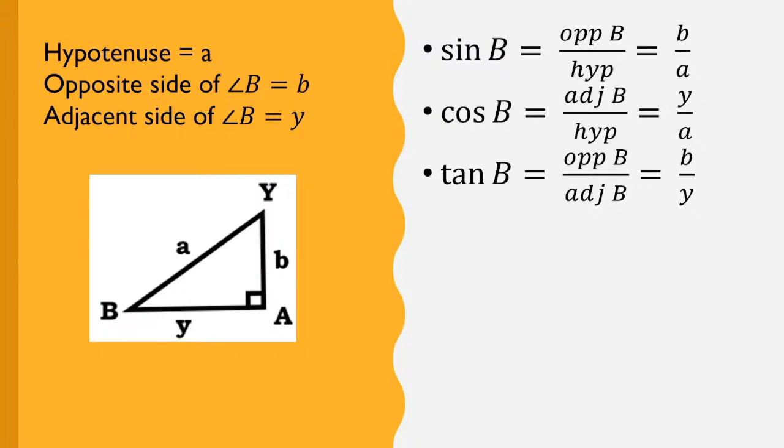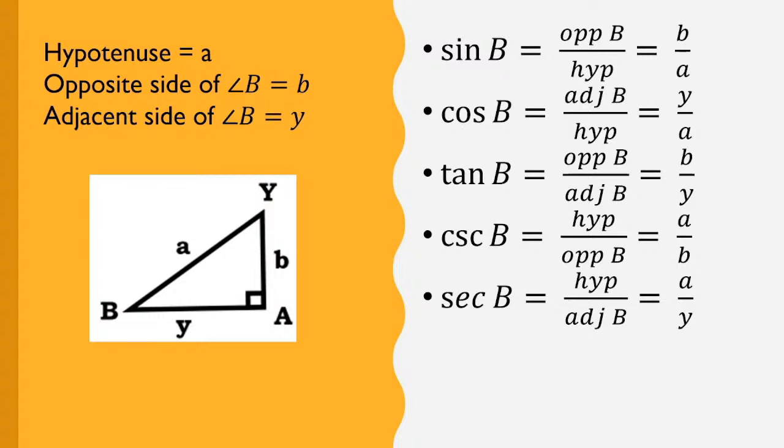And we also remember CHO, SHA, CAH. Cosecant B equals hypotenuse over the opposite side of angle B, which is equal to A over B. Secant B equals hypotenuse over the adjacent side of angle B, which is equal to A over Y. And finally, cotangent B equals the adjacent side over the opposite side of angle B, which is Y over B.